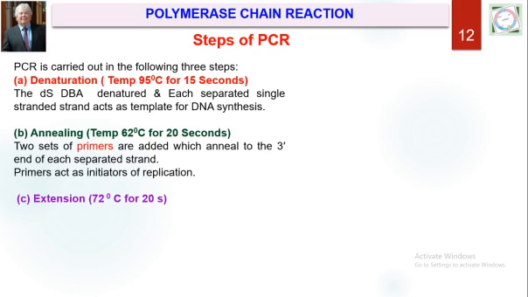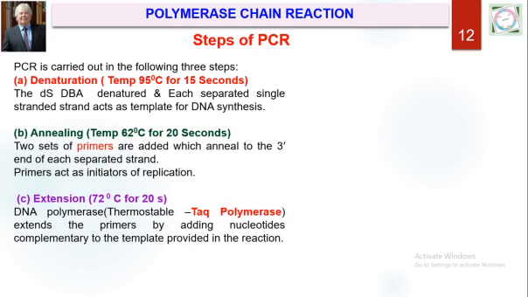And the third step is extension. The temperature is taken back to 72 degrees Celsius for around 20 seconds, and DNA polymerase extracted from Thermus aquaticus, Taq polymerase, a thermostable polymerase, extends the primer by adding nucleotides complementary to the template provided in the reaction.